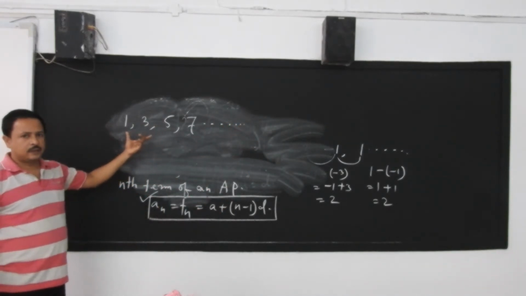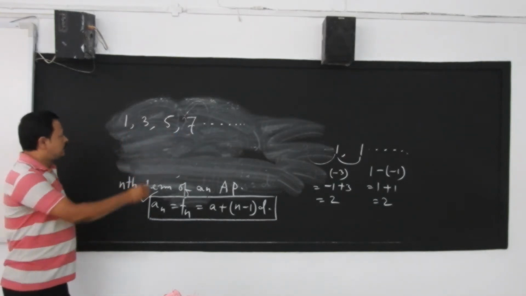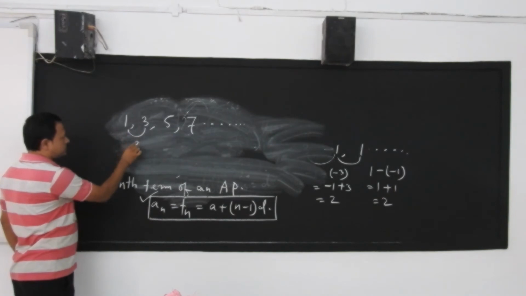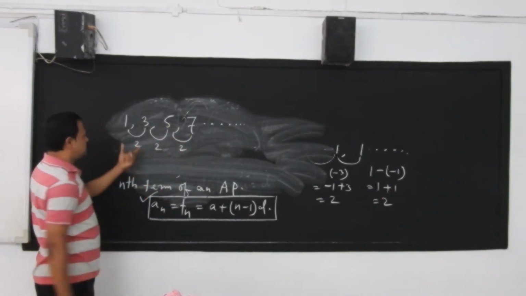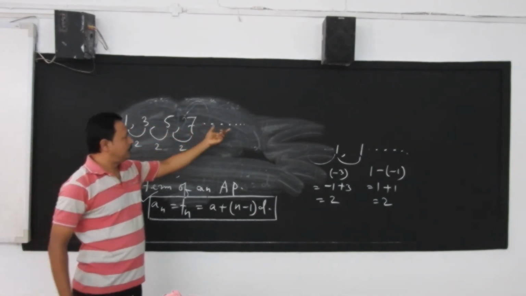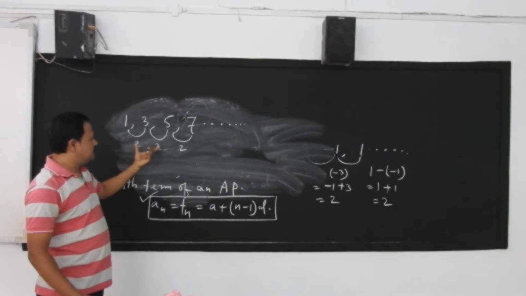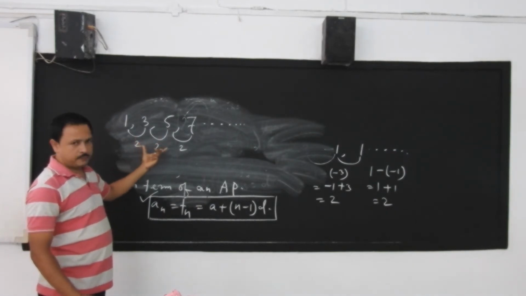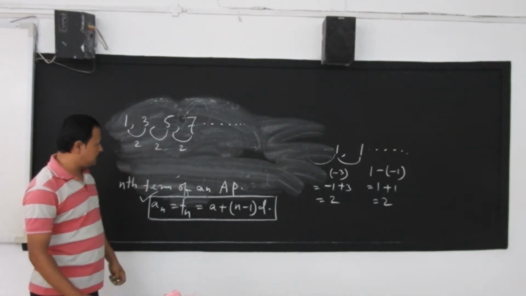Is this sequence of numbers an AP? See here, 3 minus 1 is 2, 5 minus 3 is 2, 7 minus 5 is 2. That means 1, 3, 5, 7, and so on. This sequence of numbers is an AP because their common differences are the same.